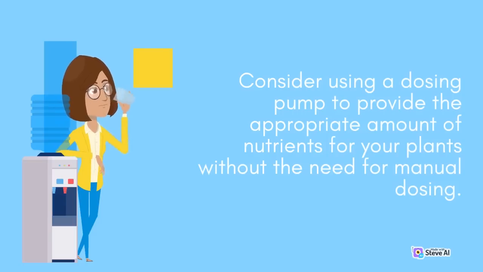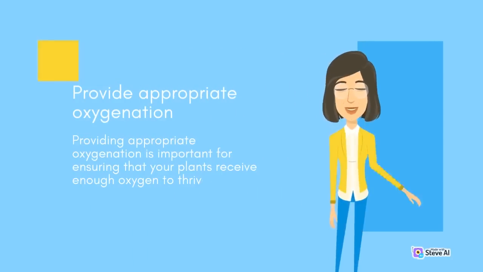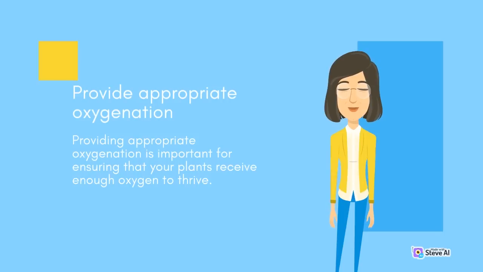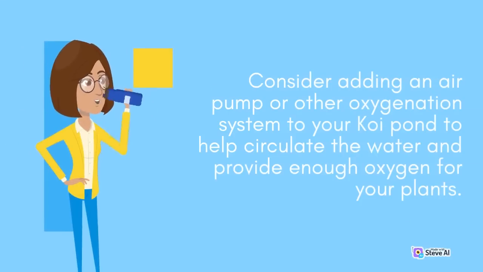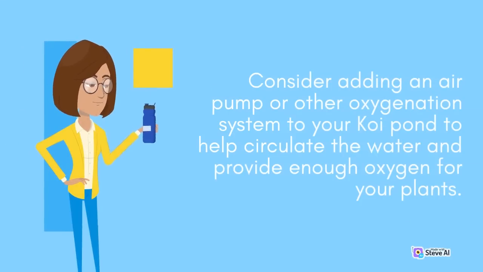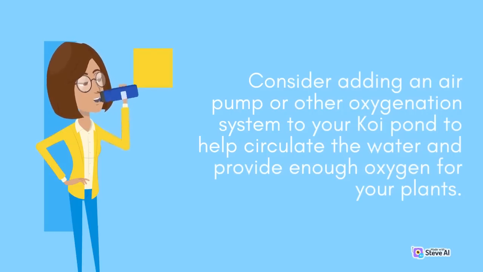Provide appropriate oxygenation. Providing appropriate oxygenation is important for ensuring that your plants receive enough oxygen to thrive. Consider adding an air pump or other oxygenation system to your koi pond to help circulate the water and provide enough oxygen for your plants.